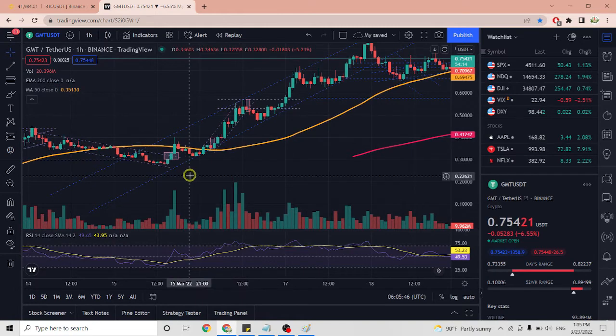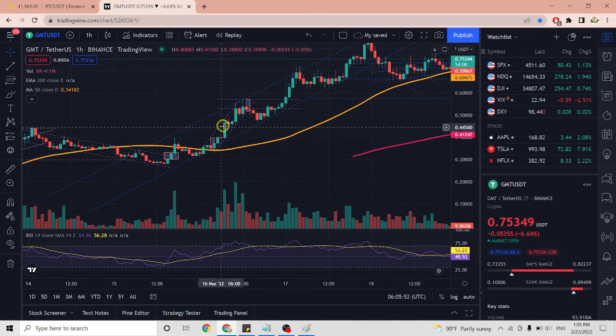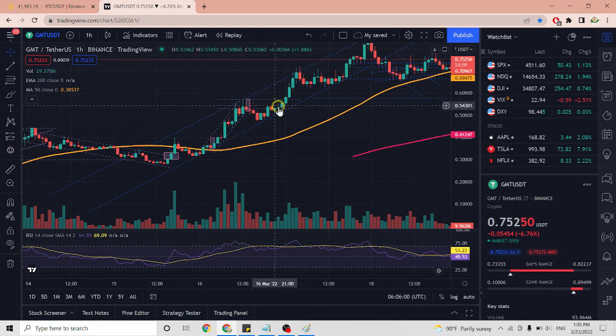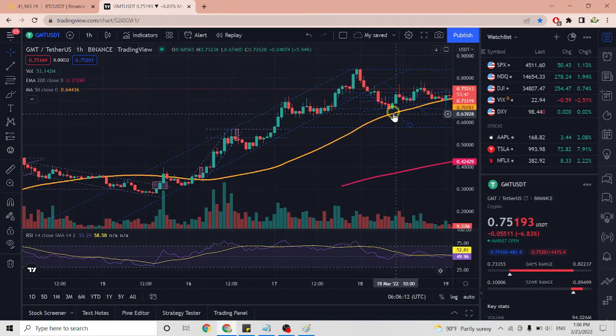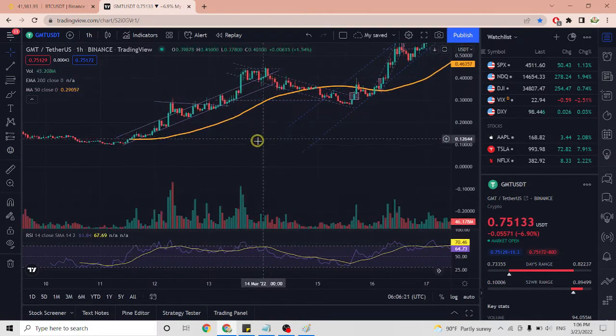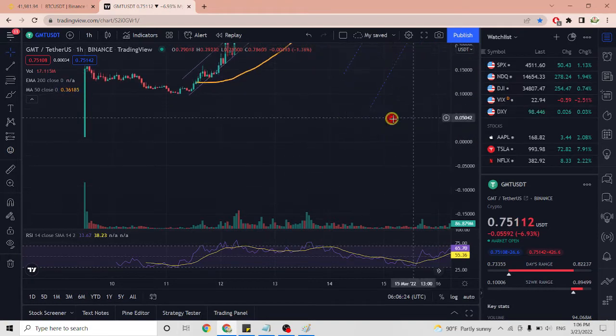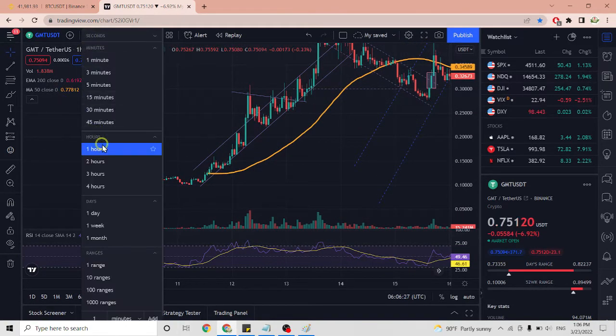Okay, so here you see, this is support, come up here, resistance. Then it comes down again, this is a support, come up here, this is checkpoint, this is resistance. Come here, support, resistance again, and then it breaks here. That's what we call resistance and support.